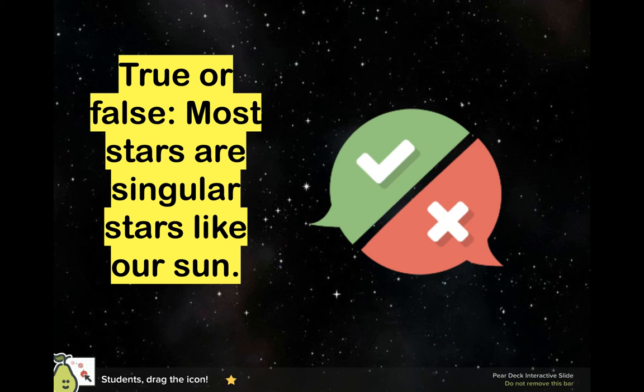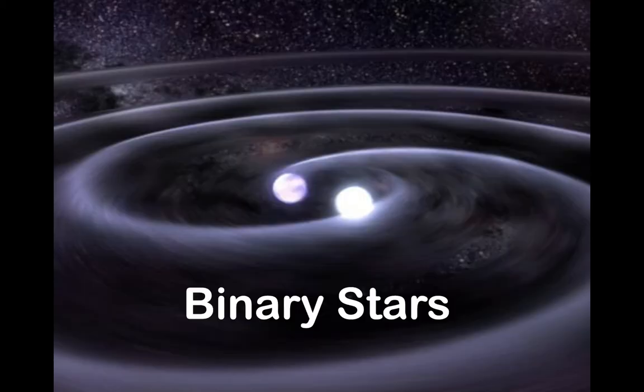Now, most stars are not like our star. Our star is a little different because it's all by itself. Most stars are like this. They come in pairs or groups of three or sometimes even more. So that's one thing that makes our star different. It is like other stars in that it's a giant ball of gas, but it's all by itself. Most stars come in groups.